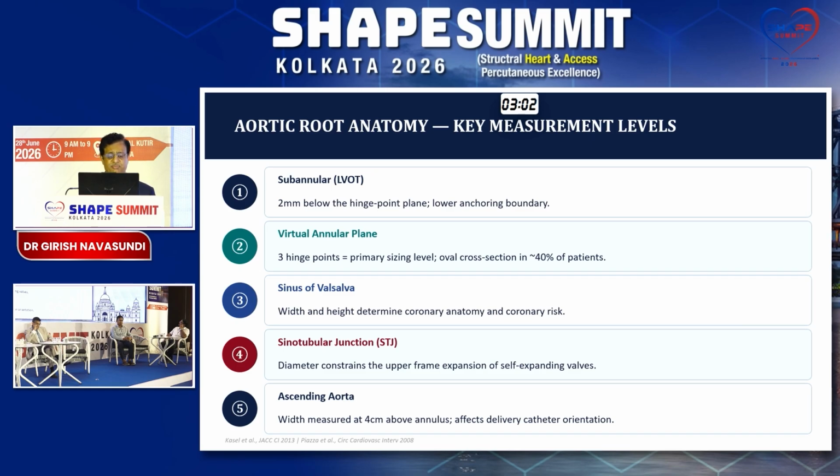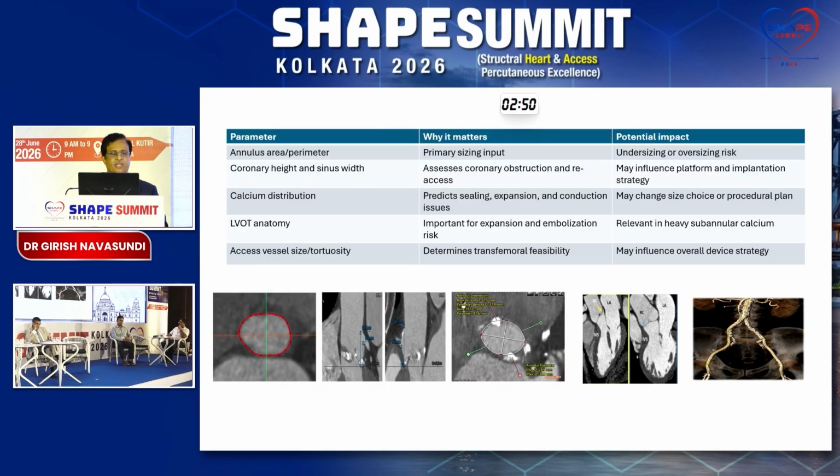The sinotubular junction I just mentioned. And the ascending aorta is also important. If it's more than 4.5 to 5, then you may have a little difficulty. You need stiffer wires. So why are these important? What are the most important things?